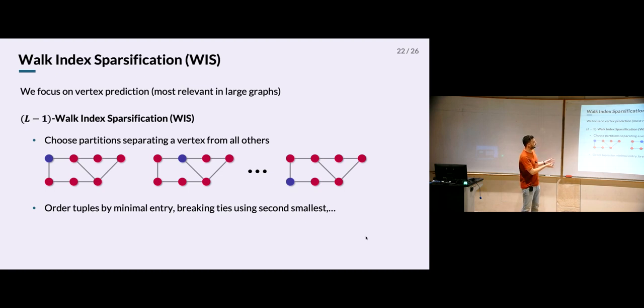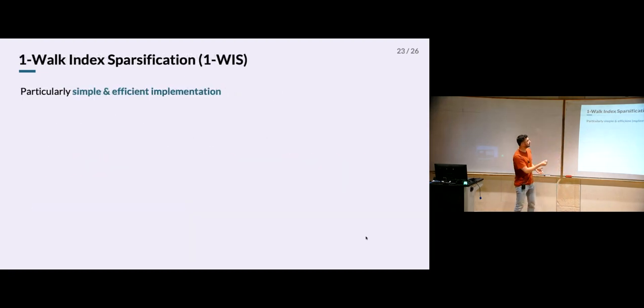Now, as you might have noticed, this requires us to compute the number of length L minus 1 walks in the graph. One way to do this is just taking powers of the adjacency matrix. And this takes, naively, runtime that is cubic in the number of vertices in the graph, which can be quite expensive for large graphs. But fortunately for us, if we look at one walk index sparsification, or in short, WIS, then it turns out to have a particularly simple and efficient equivalent implementation.